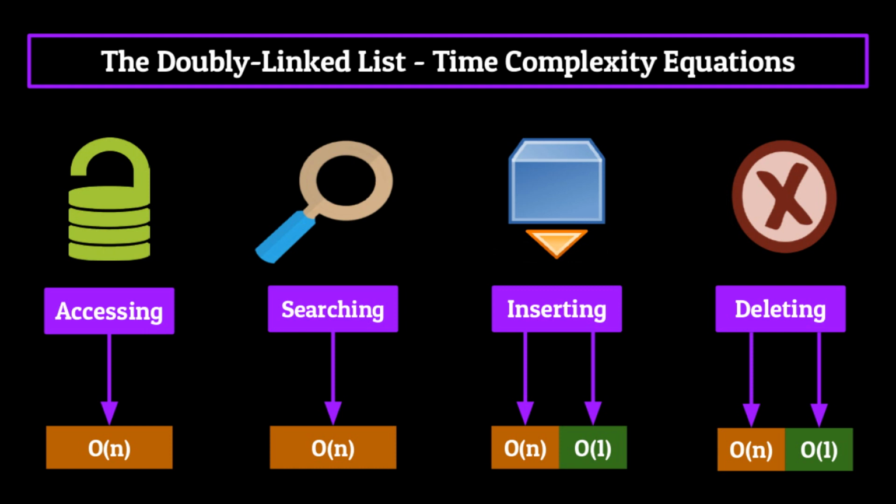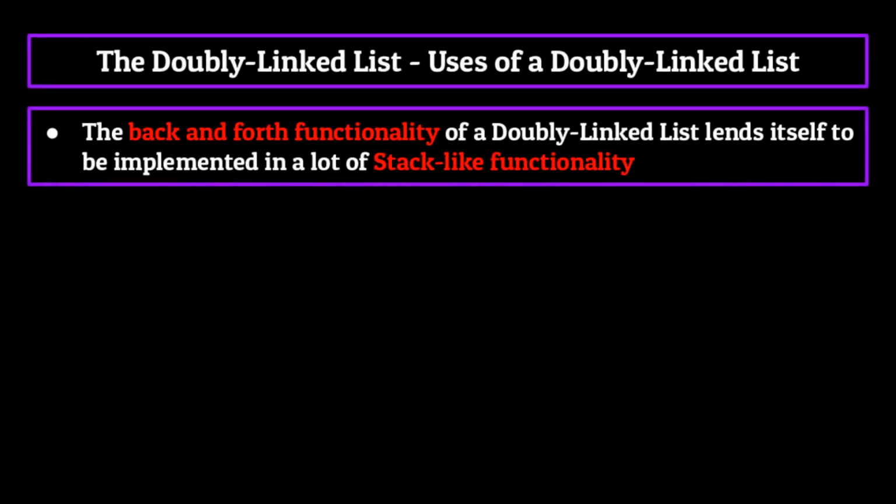Finally, in terms of doubly linked lists, I just want to talk about some of the uses for a doubly linked list, because there are a ton. The back and forth functionality of a doubly linked list lends itself to be implemented in a lot of stack-like functionality, i.e. cases where you want to go back and forth between information that you're storing for the user.